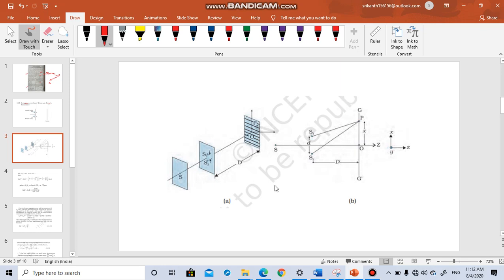Here one diagram is shown. This is the source. These are the two sources, S1 and S2. They are the slits. The gap between them is a small d. It is very, very small, comparable to the wavelength of the coming light wave, and we are taking a particular point P. This is the central line. From here it is at an x distance.